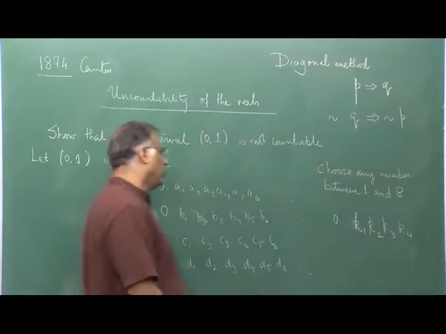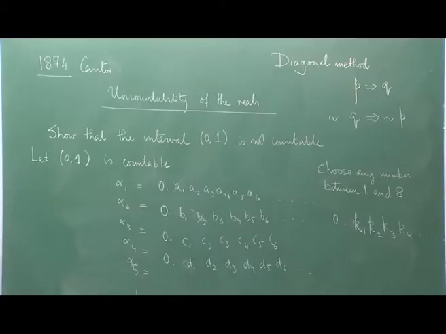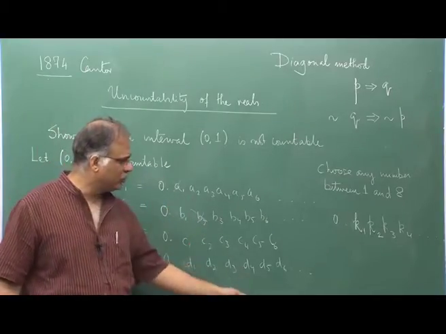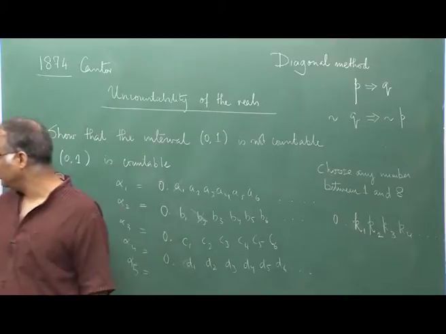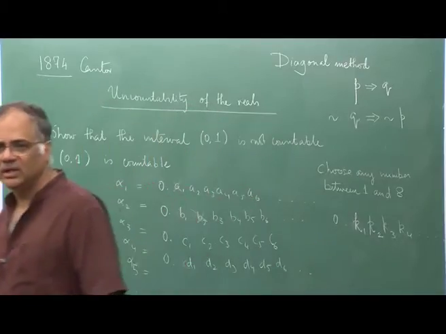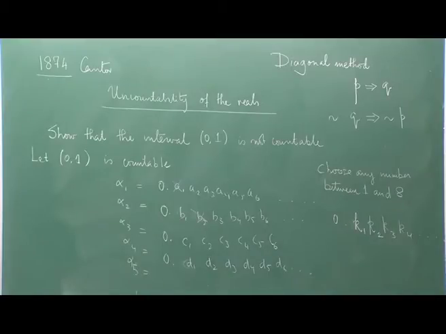Now you might ask, why are you asking me to choose from 1 to 8? Why not 0 and 9? Suppose you take 0, 0, 0, 0 everywhere, then you will get 0, and 0 is not in that set. So basically you can't say anything. 0 doesn't belong to that set.